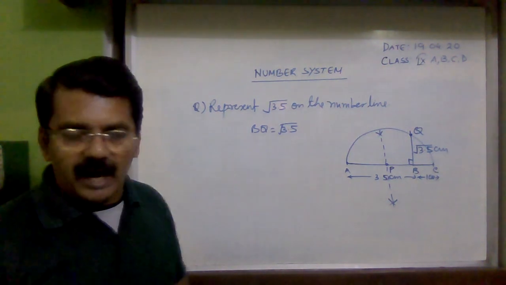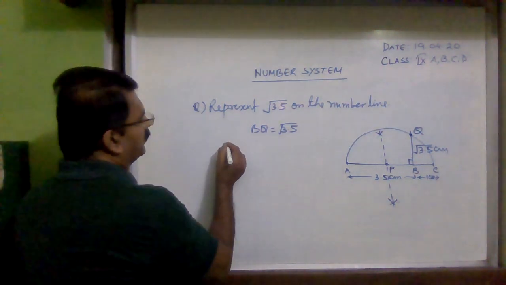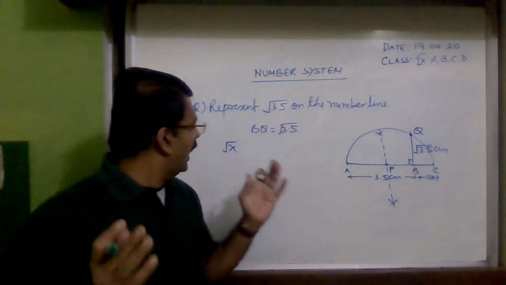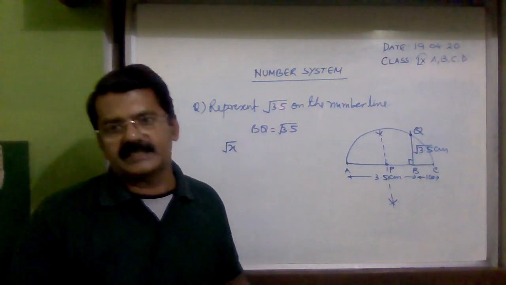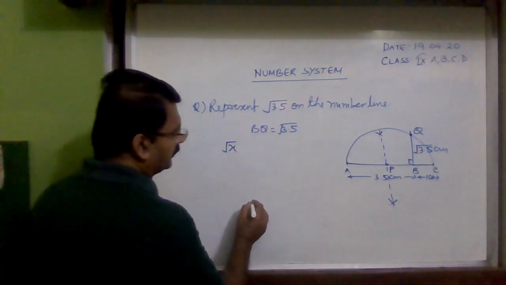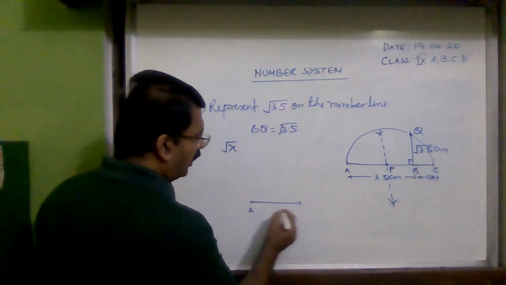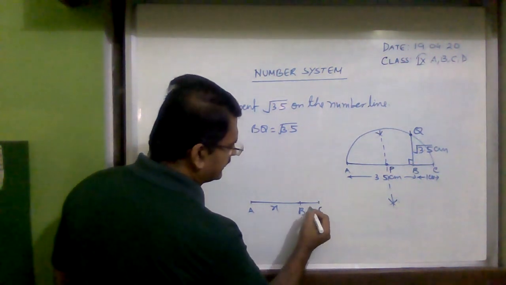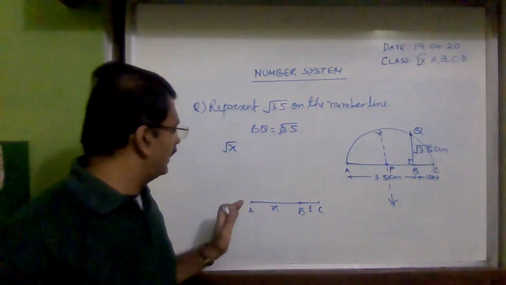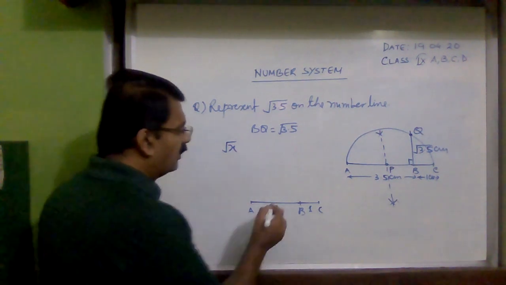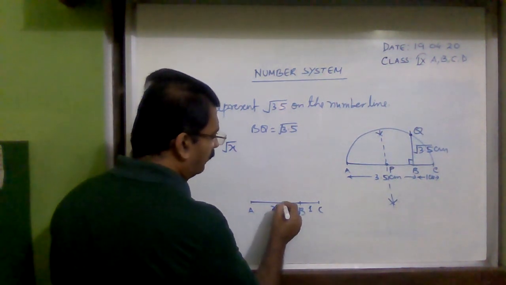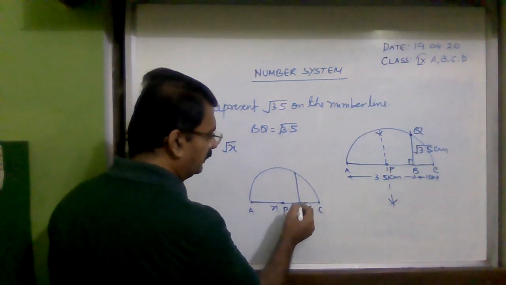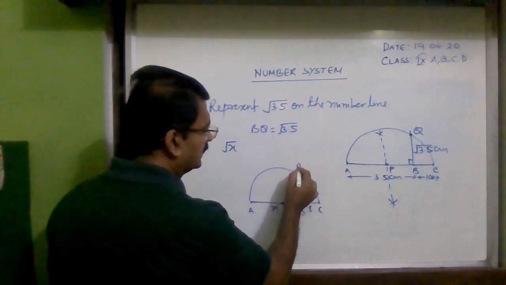Okay. Now let me explain how. Suppose you have to find the length square root, or you have to represent root x on the number line. So first of all, you draw a line AB of length x and then extend it to point C such that this is 1 centimeter. That means now AC is total x plus 1 centimeter. Now with the center P, midpoint of AC, you draw the semicircle and there is a perpendicular at point B and this is point P.